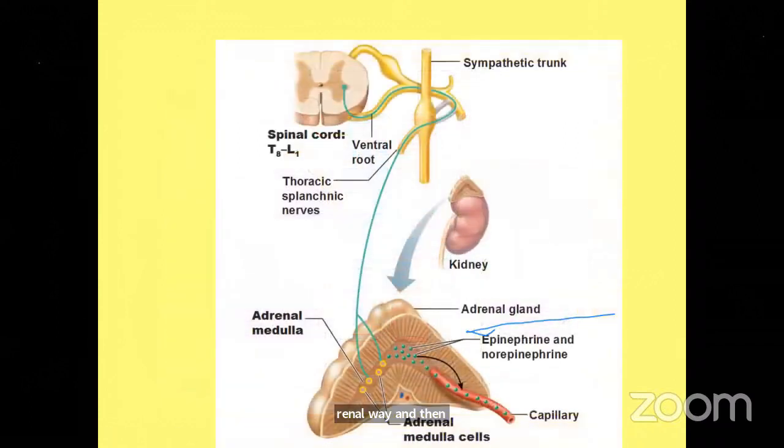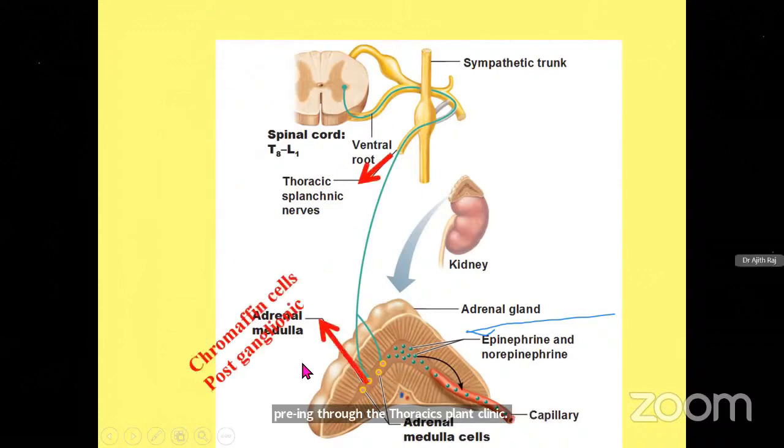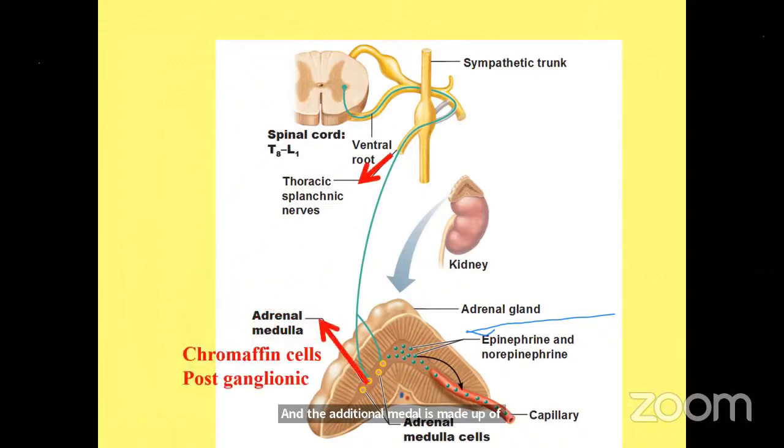Now, talking about the adrenal cortex and adrenal medulla, I would like to add something. The adrenal medulla receives preganglionic fibers through the thoracic splanchnic nerves, and the adrenal medulla is made up of chromaffin cells, which are actually considered as postganglionic fibers. And what do they secrete? Chromaffin cells. Can someone say? It is there in the figure. Adrenal medulla chromaffin cells, which are considered as postganglionic, what do they secrete?